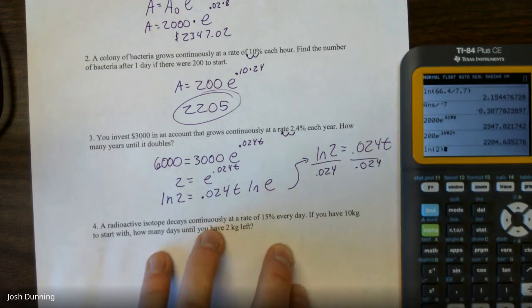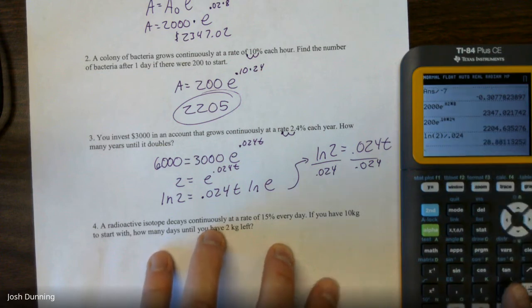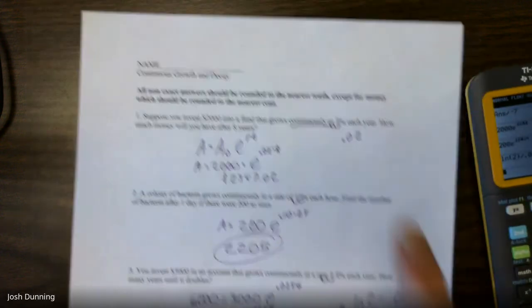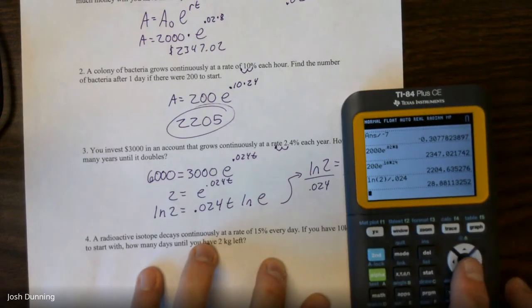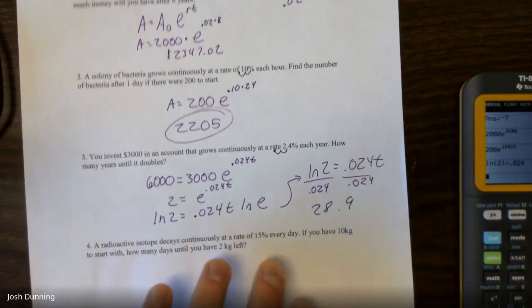ln of 2, close it. We'll divide that by 0.024. You could enter, then divide by 0.024, doesn't matter. Says the nearest tenth, 28.88, 28.9.